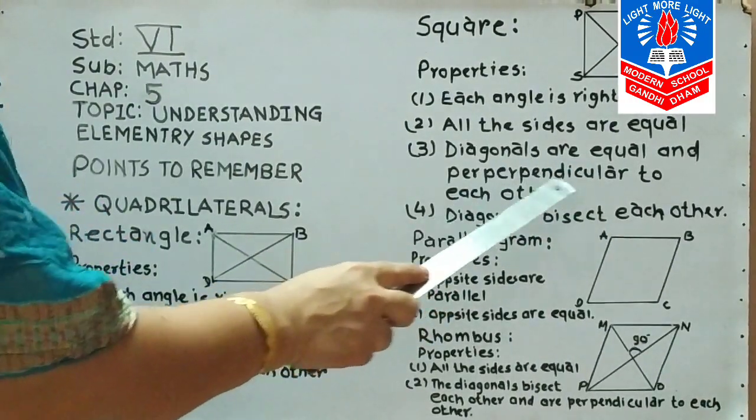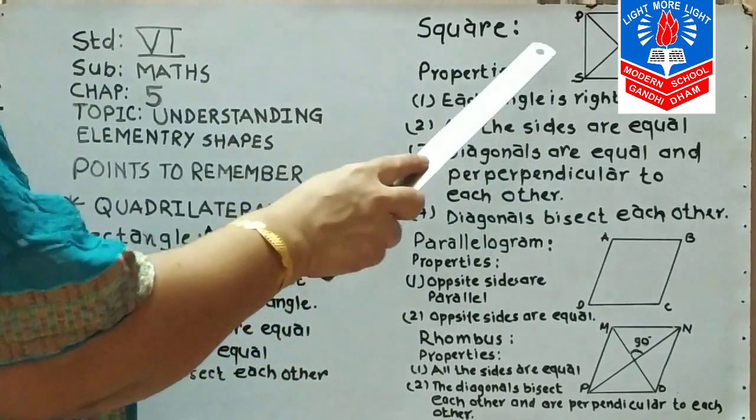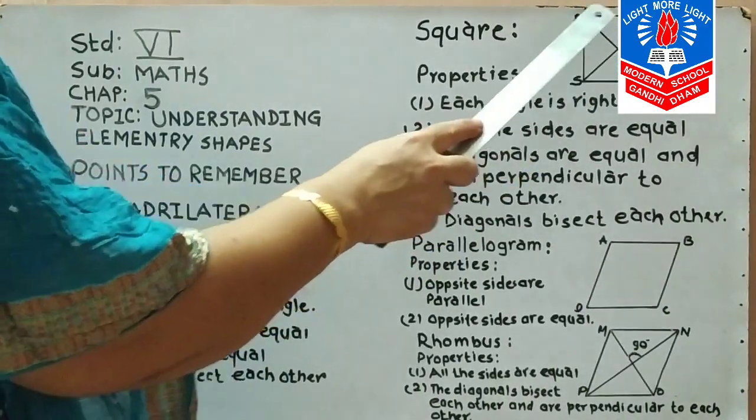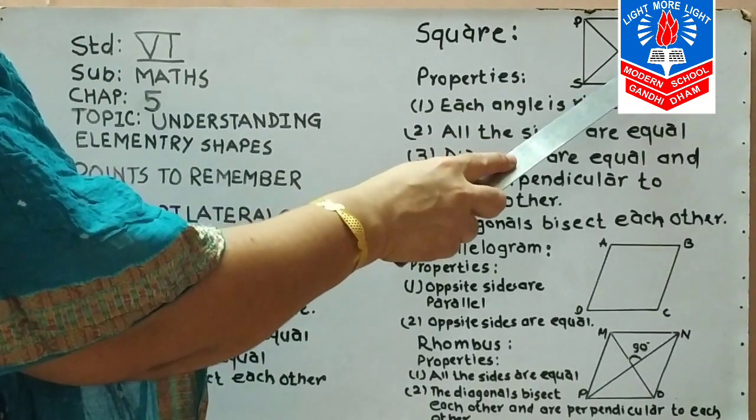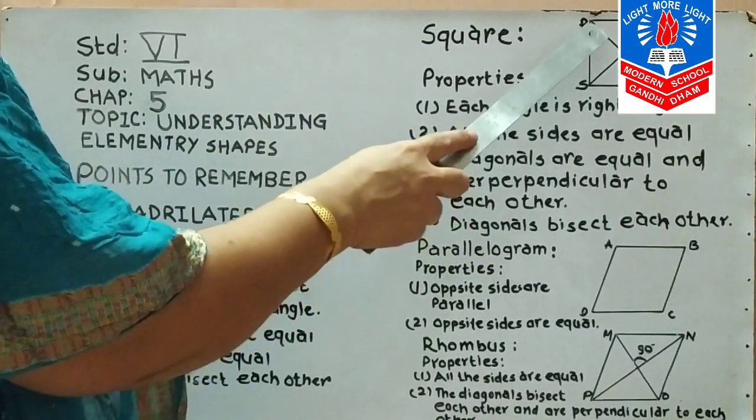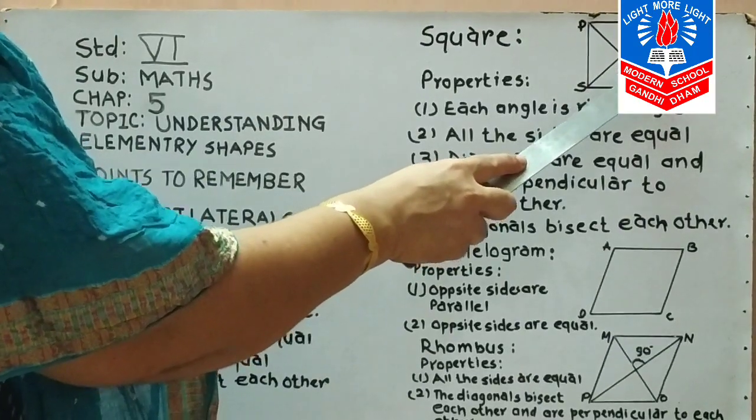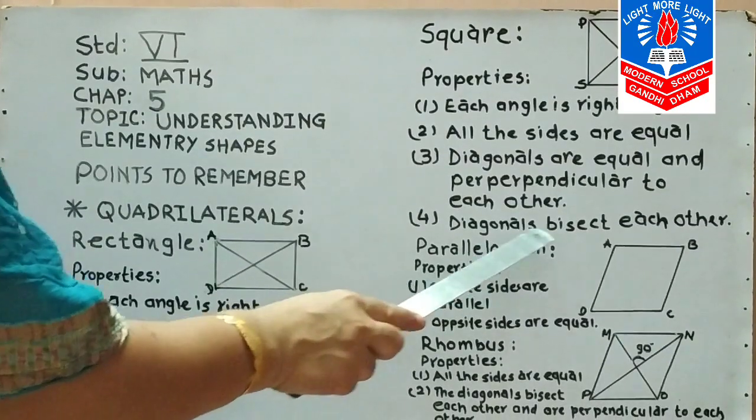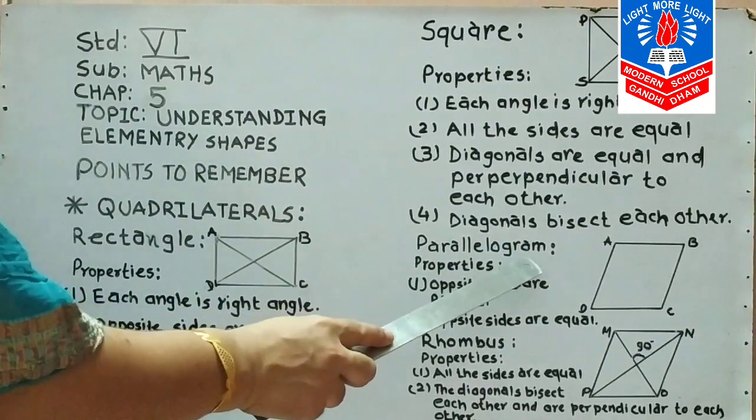Here, perpendicular, I explained to you before. Perpendicular means two line segments. Here see, P and R, S and Q. Both line segments bisect at 90 degrees. So they are perpendicular. Here our diagonals PR and SQ bisect at 90 degrees. So they are perpendicular to each other. Diagonals bisect each other. The third type is the parallelogram.